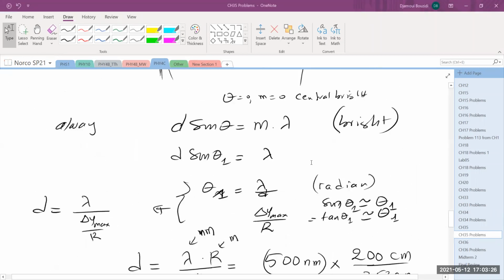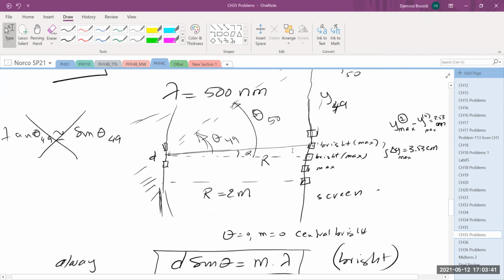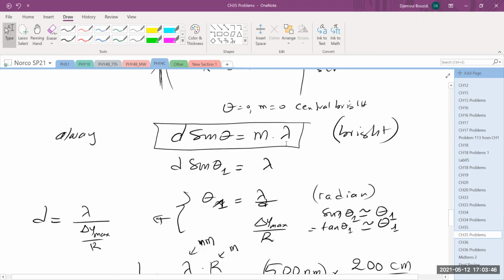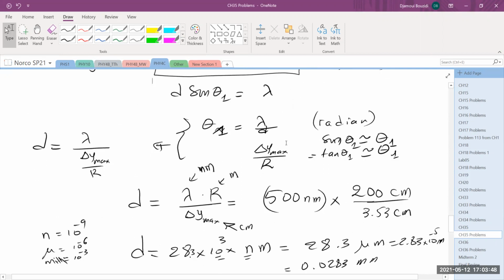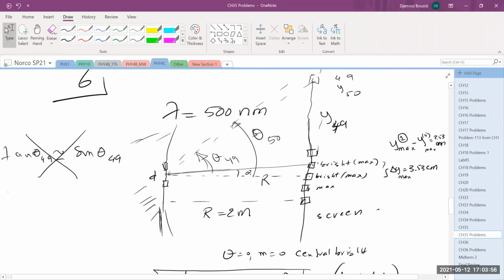So here is the deal. The math follows from only this relationship, really, where m is 0 for the central bright fringe, 1 for the next one, and also 49 for the 49th bright fringe, and 50 for the 50th bright fringe. So we used this relationship extensively. The other relationship, which I used in its approximate form and its full form, is basically that the tangent of theta, the same theta, is y over r.